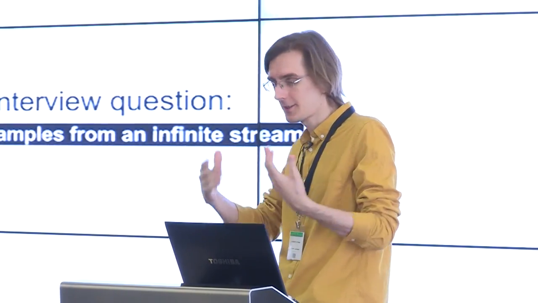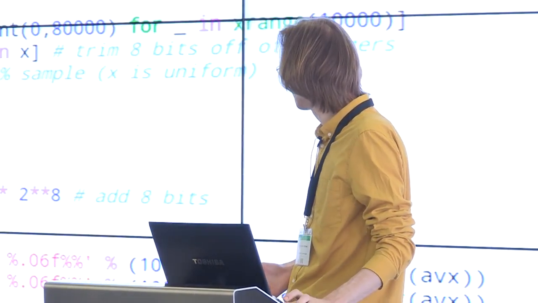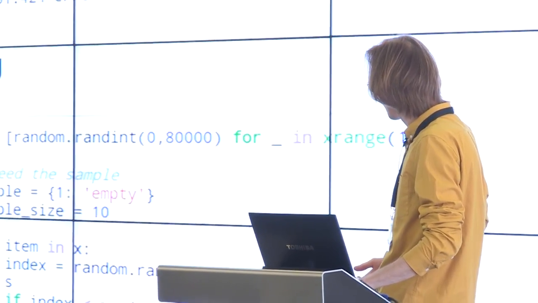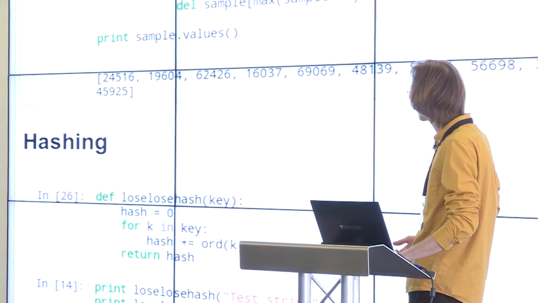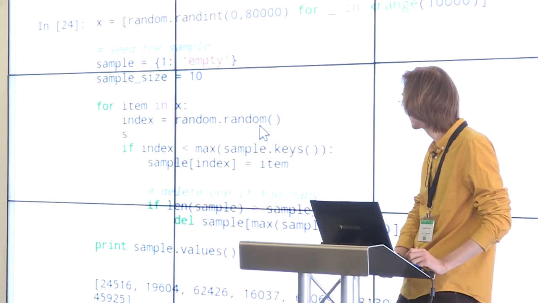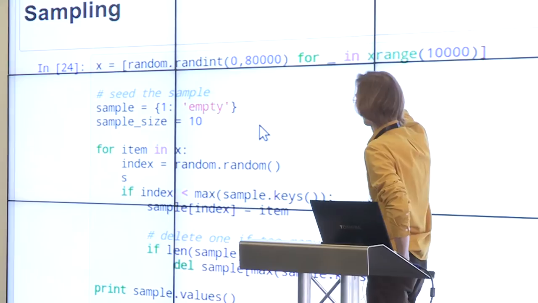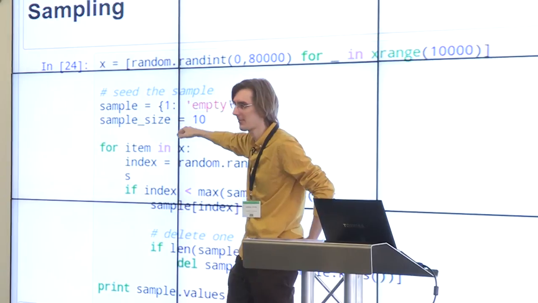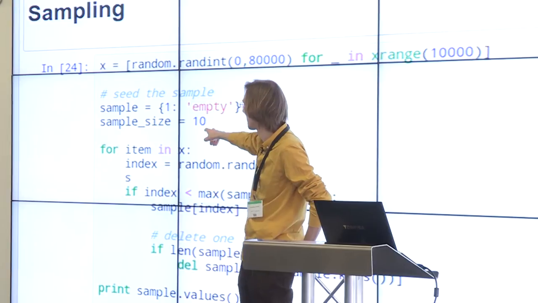Good, good. I think it's time to develop it into a code sample. It's going to be very simple. Okay, sampling. I'm taking the same large vector of 10,000 elements, and I'm seeding the sample. It's a trick. I need to have something in the sample, so I need a 1. And it will be gone as soon as we get those 10 elements.